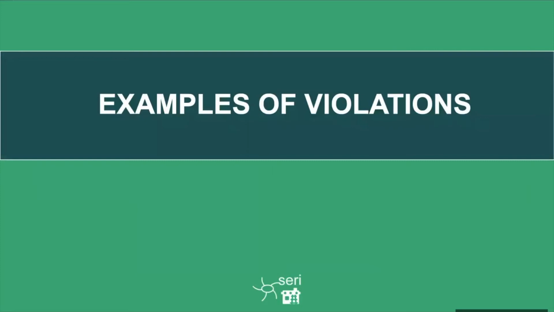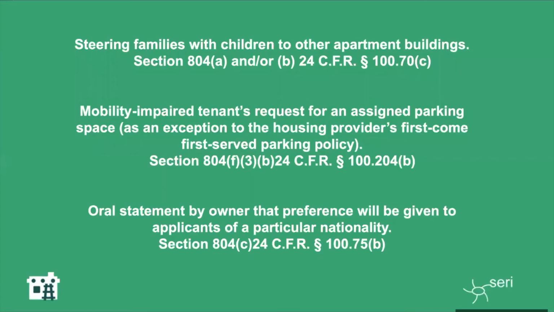Examples of violations. Steering families with children to other apartment buildings, denying mobility impaired tenants' requests for an assigned parking space, oral statement by owner that preference will be given to applicants of a particular nationality.